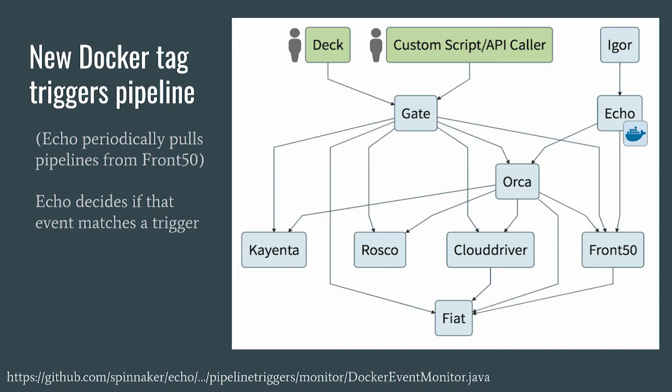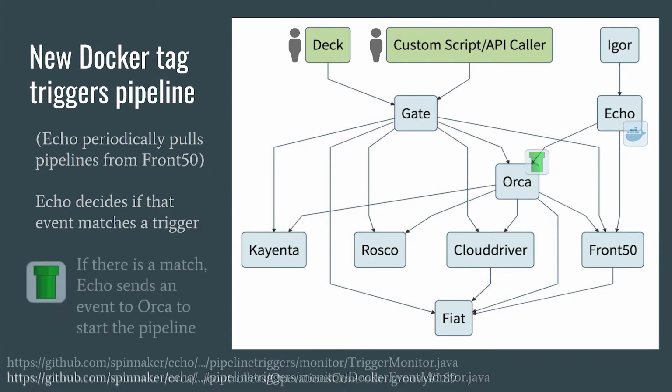So Echo is periodically pulling pipelines from Front50, and it will refresh those several times a minute. And it looks through all those pipelines and it decides if this event matches the specific trigger that anyone has defined on their pipeline. So it looks at the regex for the name of the tag and different things like that, whether the pipeline is enabled or disabled. And then if it determines there is a match or many matches for this new event, then it sends an event to Orca to start the pipeline.